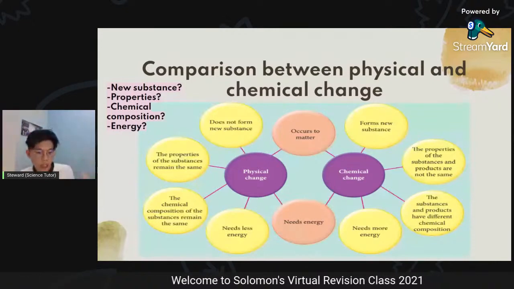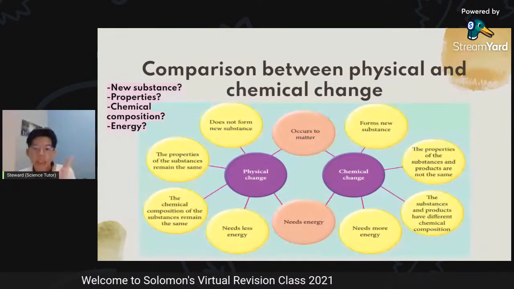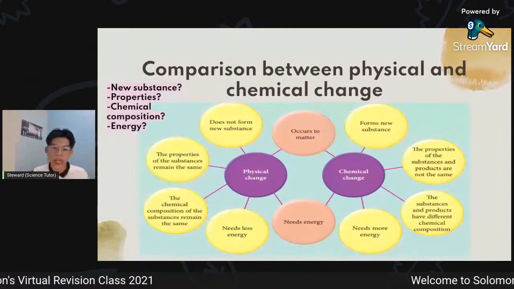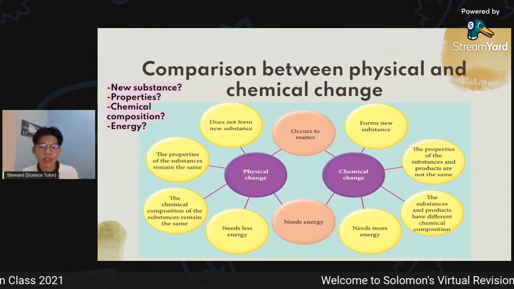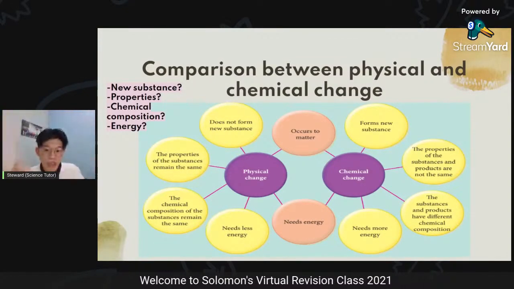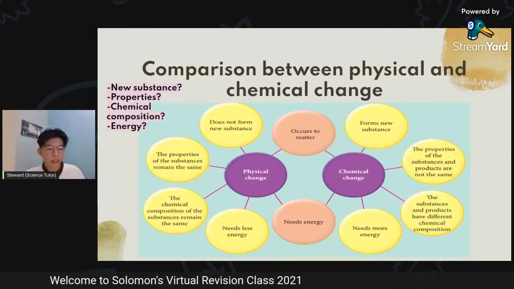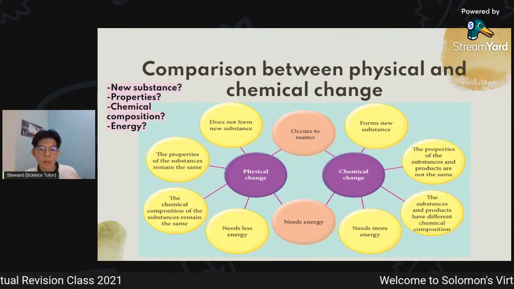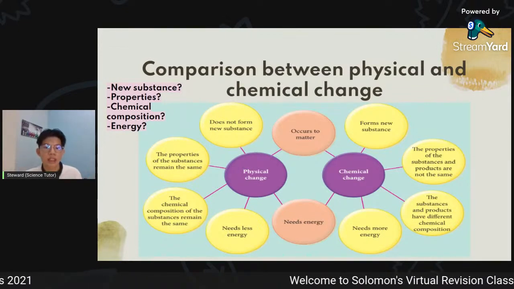Does physical change need energy, or does chemical change need more energy? Physical change needs energy as well. With chao kway teow we need energy as well, but we need lesser energy. For chemical change, we need a larger energy. We need a battery, we need electricity, we need burning, we need more complicated stages in order to do that.